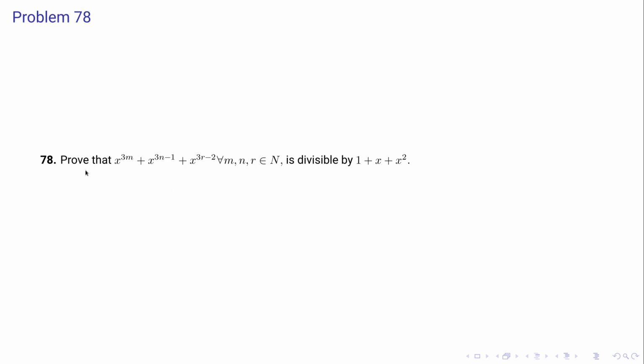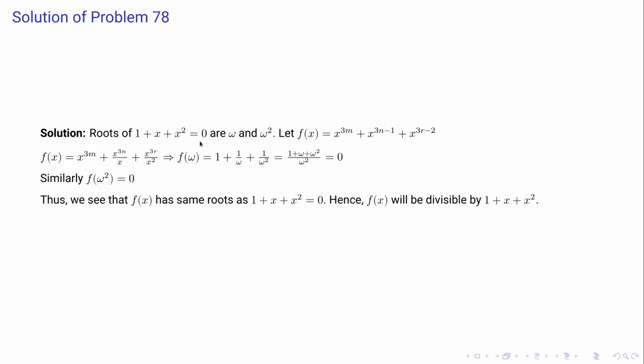We have to prove in problem 78 that x to the power 3m plus x to the power 3n minus 1 plus x to the power 3r minus 2, where m, n and r are natural numbers, is divisible by x square plus x plus 1. Roots of 1 plus x plus x square would be omega and omega square. Now we let f of x is equal to x to the power 3m plus x to the power 3n by x plus x to the power 3r by x square.